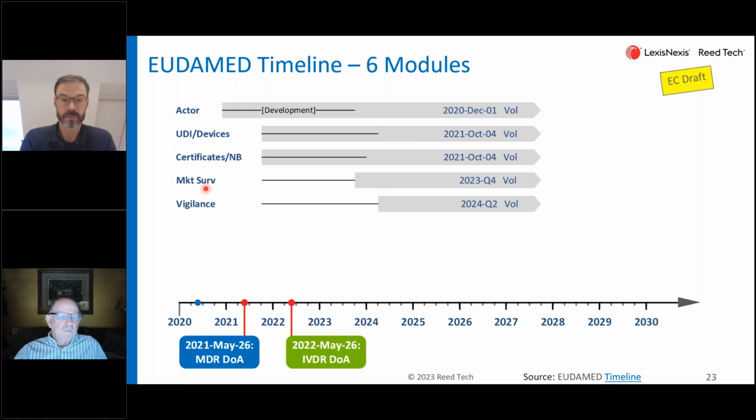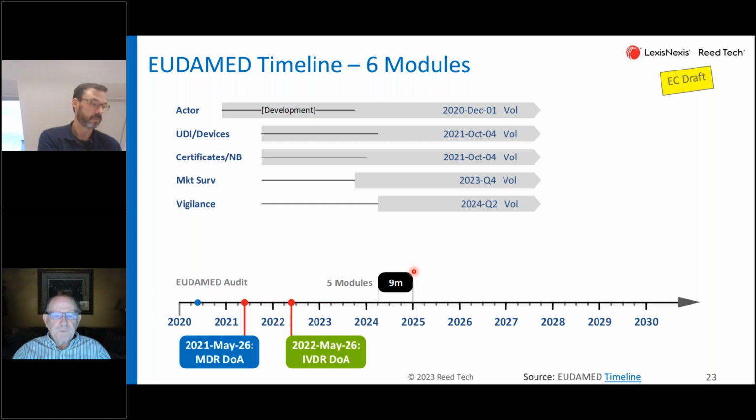In addition to those 3, 2 of them, the market surveillance and the vigilance module, are the next 2 that are expected to come on board and allow voluntary submissions. Market surveillance perhaps at the end of this year, and then the middle of next year for vigilance. That completes a nice set of 5. The commission plans to do an audit on those 5, and that would allow them to be robust, with a little bit of validation connected to them. I believe they'll continue to run in voluntary mode.